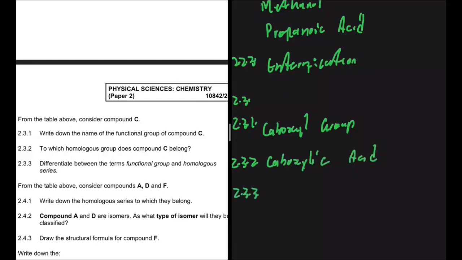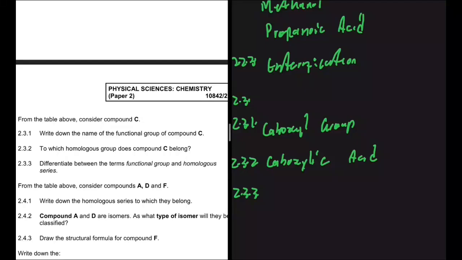2.3.3 differentiate between the terms functional group and homologous series. This question is actually just asking you to define homologous series and functional group. So let me just remind you, homologous series is a series of organic compounds that can be described by the same general formula.